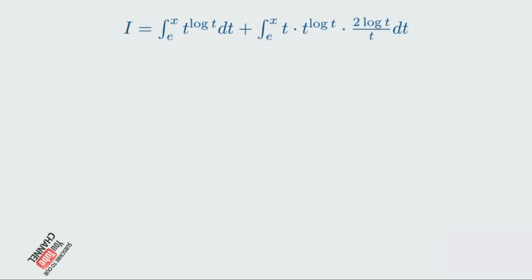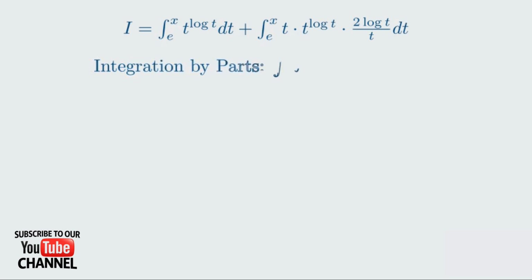We are now ready to apply the integration by parts formula to our integral I. Here is our split integral from before. Let's focus on the second integral. We will apply integration by parts to it. The formula for integration by parts is the integral of u dv equals uv minus the integral of v du.